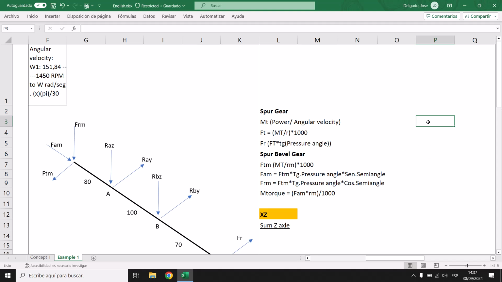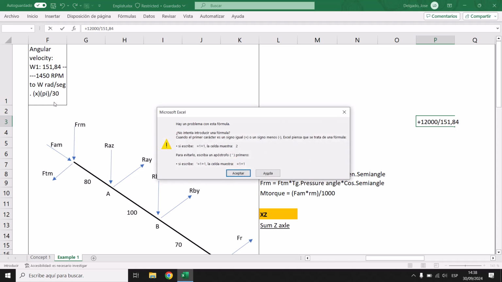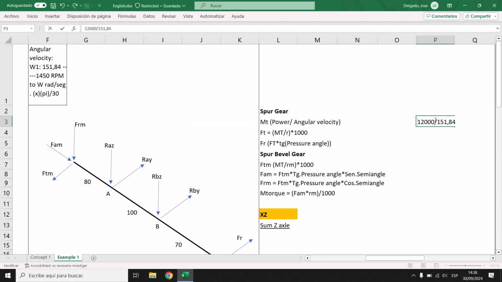Yeah, if you didn't know it, don't worry. I want to explain it in a future video of this. So it's a pending task for me. So this is gonna be our torque moment. We have our power, it's gonna be 12,000 divided by our angular velocity, which is 151.84. I don't know what happened here, maybe it's okay. We're gonna have 29.03, but remember this is a torque moment, so this is in Newton meters.